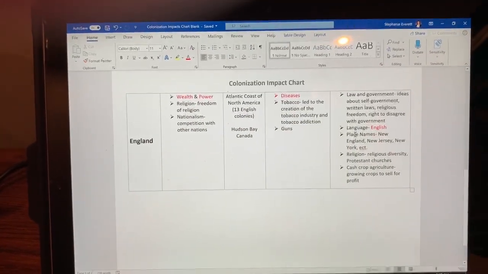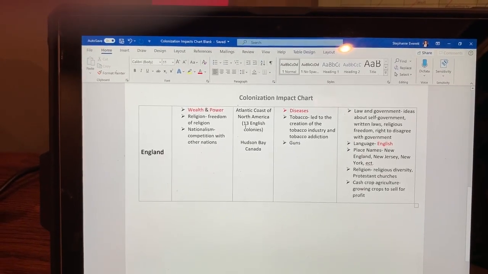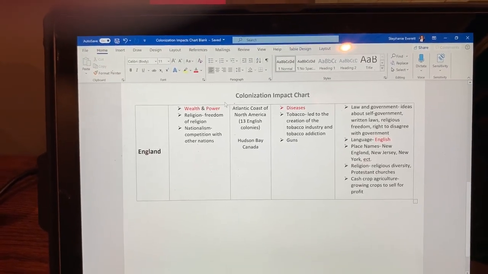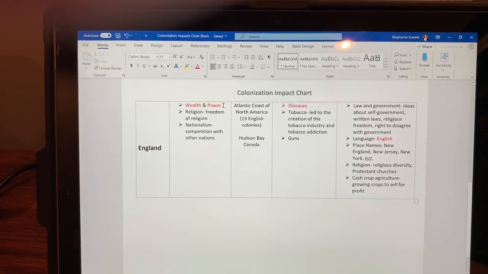England is where we see a little bit more difference. Some of the things are the same, but there are some more differences here. You still have wealth and power as a motivation.